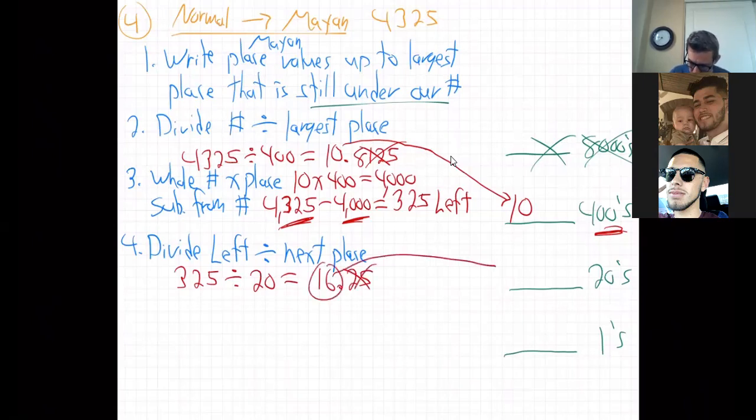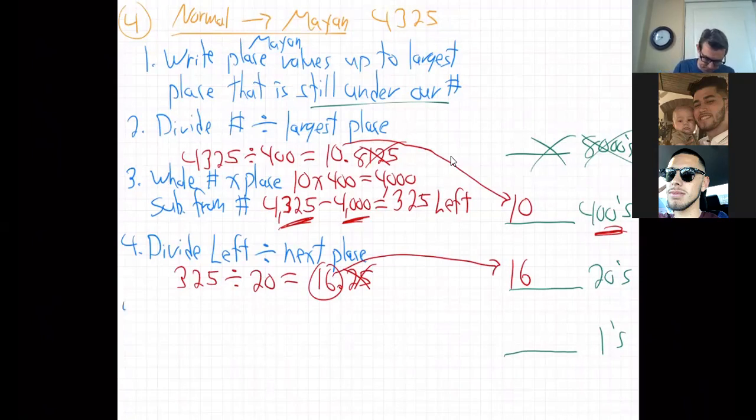Just grab the whole number. That's the next spot. We need 16 20s to represent our number 325. 16 20s go in there. 20 goes in there 16 whole times, right? That's what the dividing means. It means how many times one thing goes into the other, right? So we're saying how many 20s go into 325? Well, 16 whole 20s go in there.